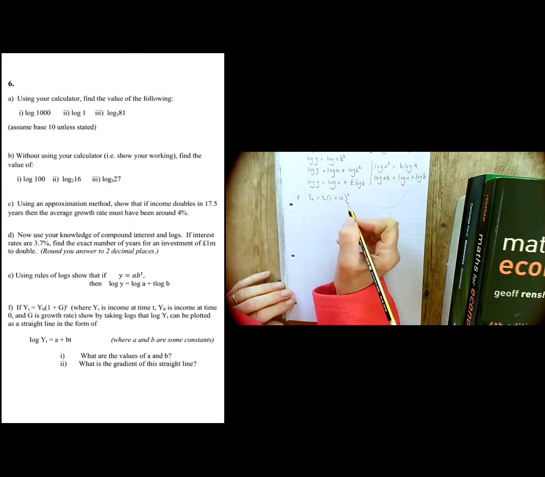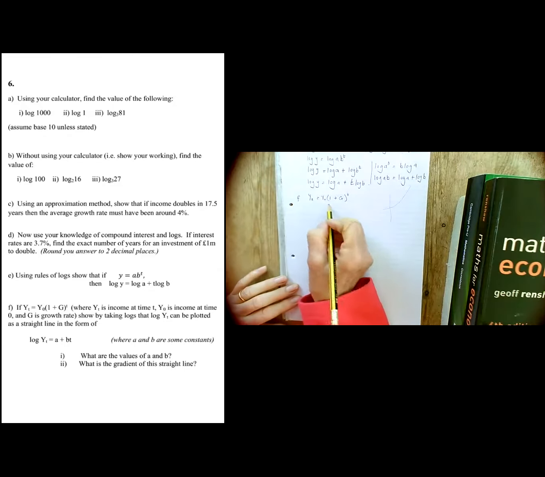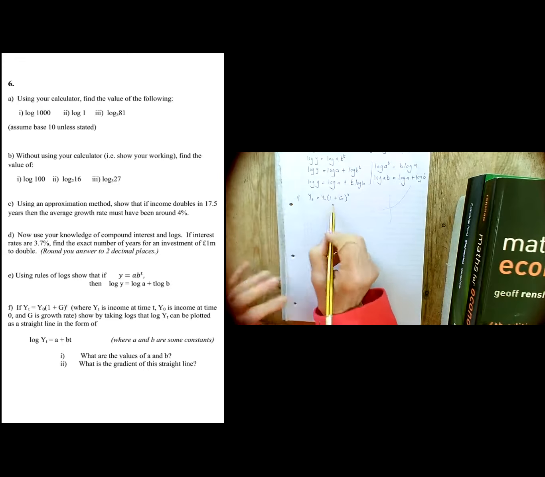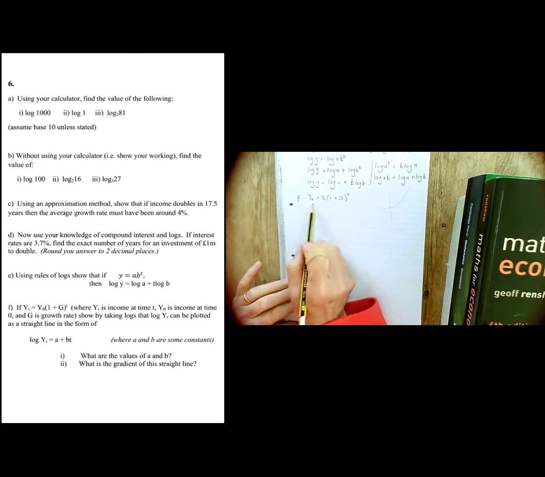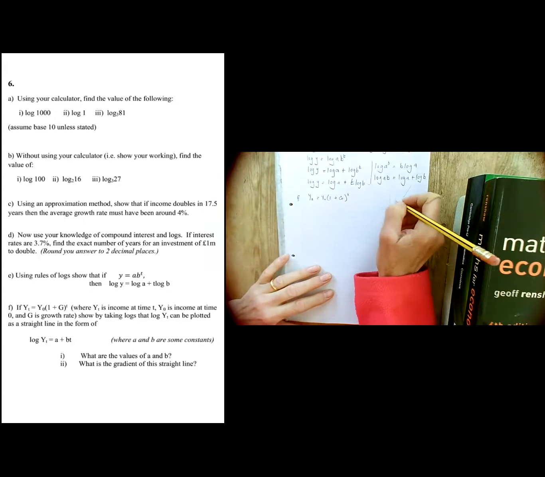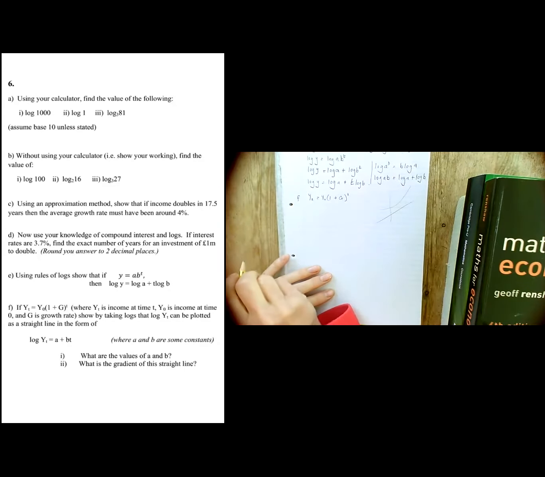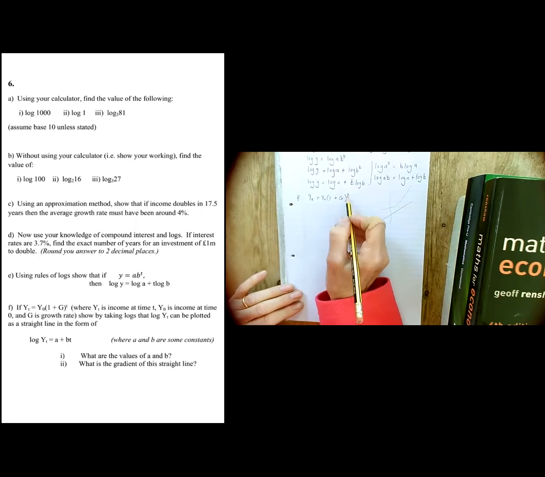Show by taking logs that y_t can be plotted as a straight line. So you'll recognize this really. This is just the regular compound interest formula. The value in the future is the value at the beginning times one plus the interest rate raised to the power of t. Yeah, it's just compound interest. So let's take logs of both sides because we've been asked to take something that's curved and turn it into a straight line. And we know we have to use logs for that.